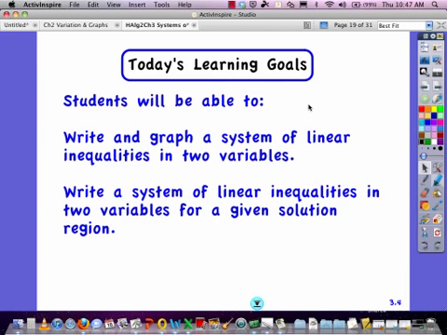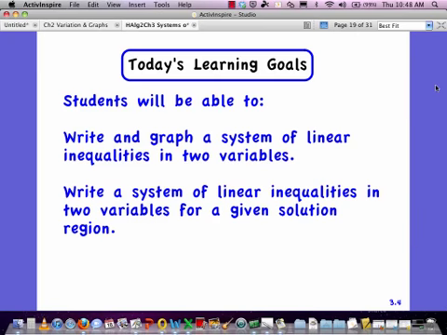Okay, today's lesson comes from the textbook, section 3-4, Systems of Linear Inequalities. You can see our goals are to write and graph a system of linear inequalities in two variables, and write the system of linear inequalities in two variables from the given region. So in other words, if I give you a graph, you should be able to write the inequalities. If I give you the inequalities, you should be able to write and graph them in a correct form.